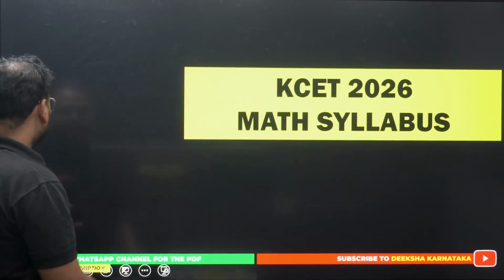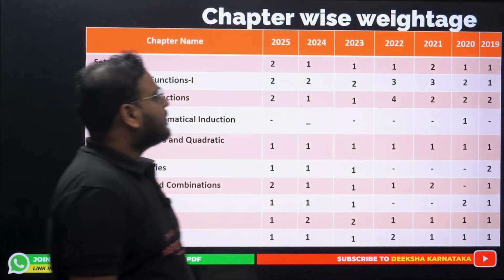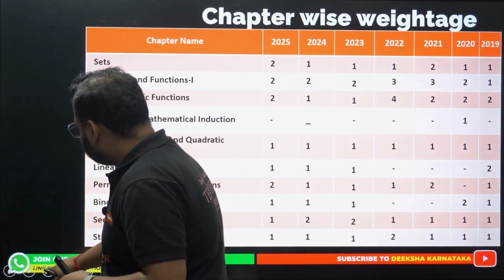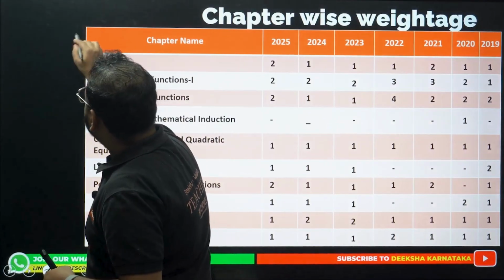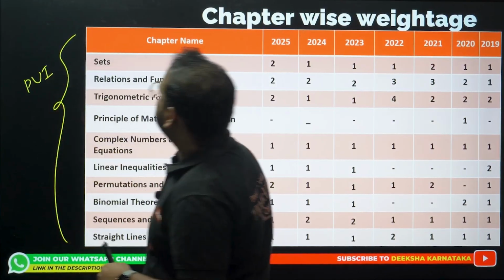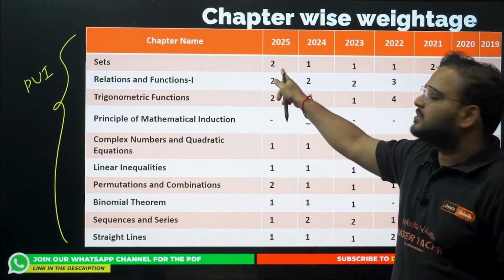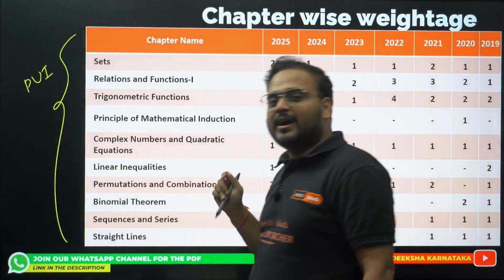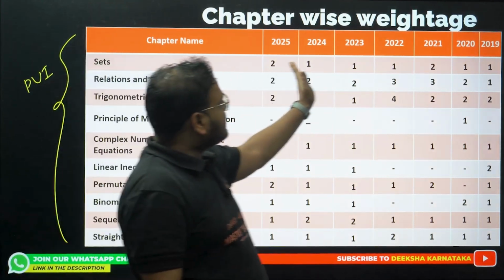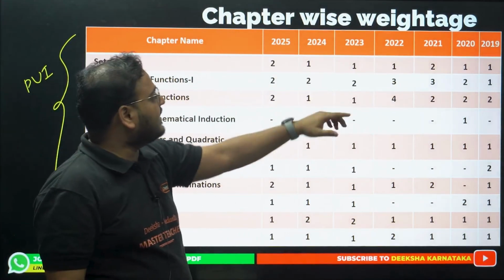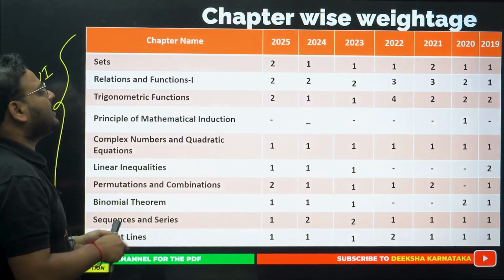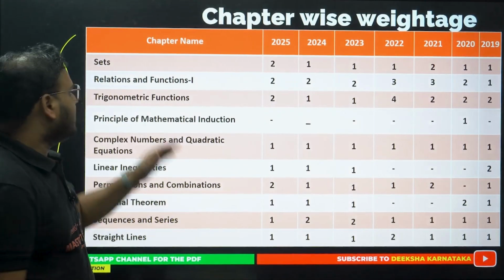So if you start here, check the chapter-wise weightage. All the chapters listed here are from the PU1 syllabus. Please check, set theory has 2 questions. In 2025 there were 2 questions in set theory, question number 1 and question number 2. But if you see the previous years till 2019, you have 1 question almost every year. So even this year you can expect 1 to 2 questions from the chapter sets.